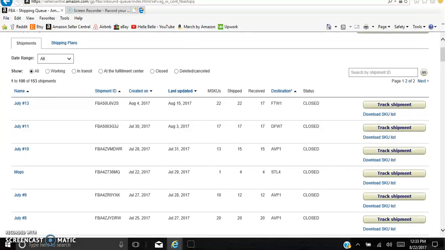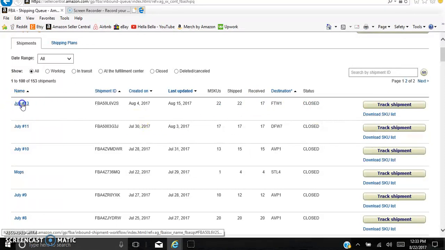So I haven't sent in a shipment since I left. However, let's just look at July number 13. So I just name all my shipments in the order that I sent them in that month. So you can see that I had 22 items. It says they only received 17. So I would want to look into that and see what's going on with that.